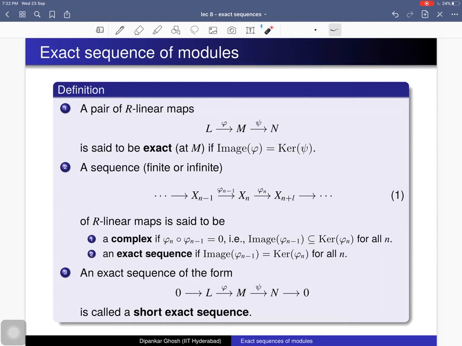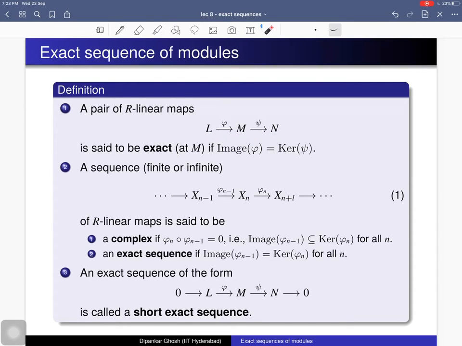So, a pair of R-linear maps, let us say phi and psi, where both are R-module homomorphisms. Phi is an R-module homomorphism from L to M and psi is an R-module homomorphism from M to N. Then this pair of R-linear maps, this sequence, is called exact, or more precisely exact at this point, if the image of this map is the same as the kernel of the next map. Note that the image of phi and the kernel of psi are both submodules of M. So, if they are equal, then we call this kind of sequence an exact sequence.